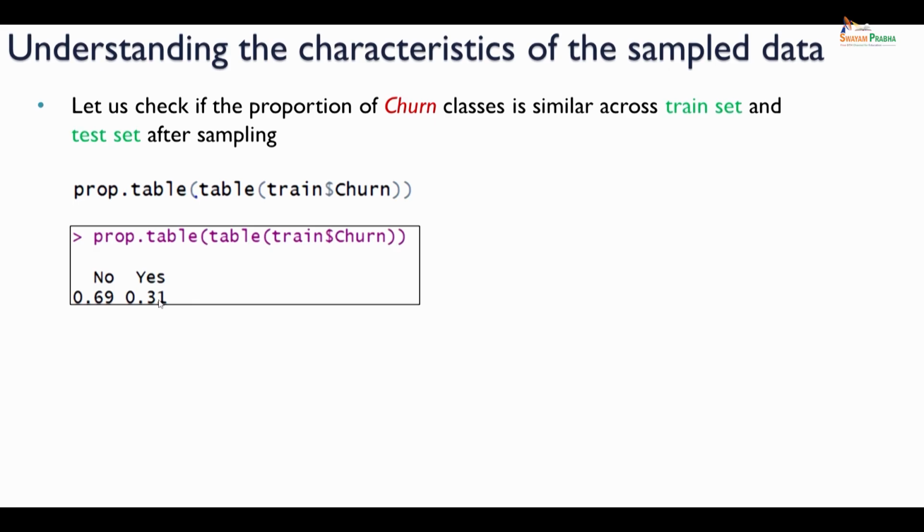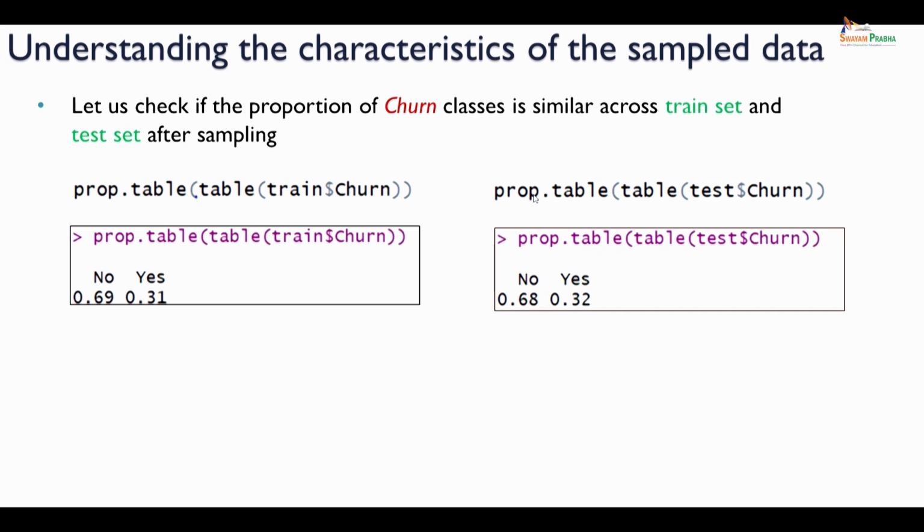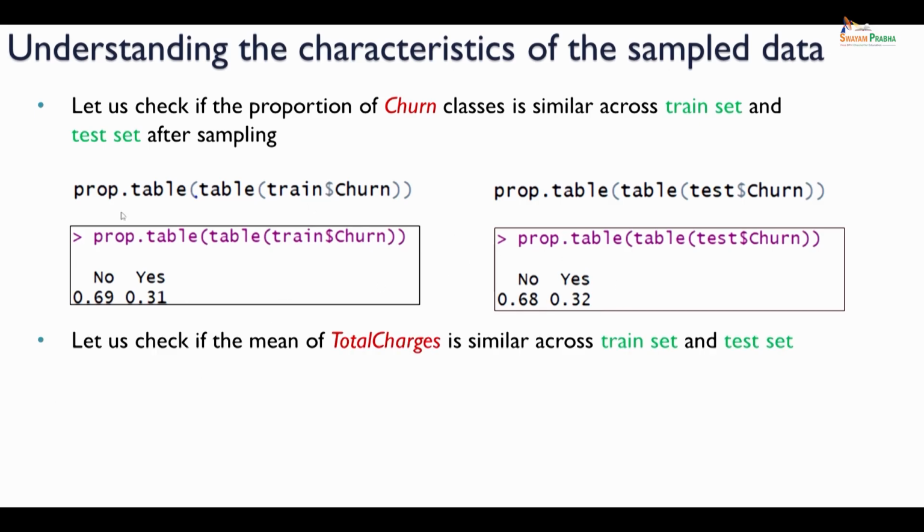We have about 31% of them who are churning in the train set and about 69% non-churners in the train set. Let us see if this is the same case in our test set as well. To do that, instead of train I am using test here, so that I can get the proportion table of churn classes in the test set. It is pretty much close, because here we have 69%, here we have 68%, which is 1% higher than the train. So this is about the proportion.